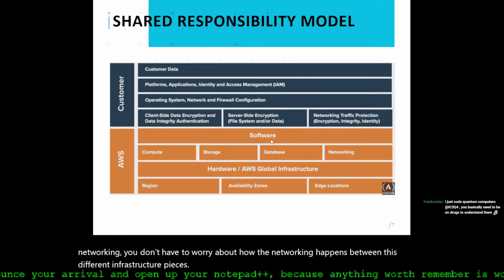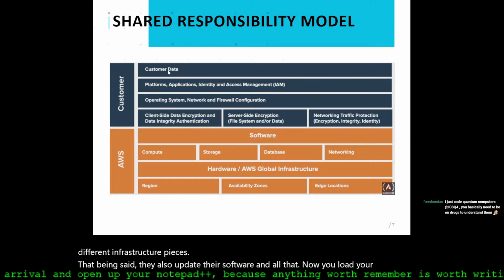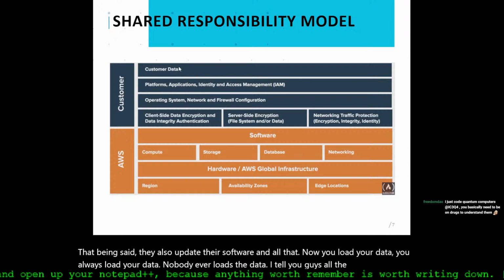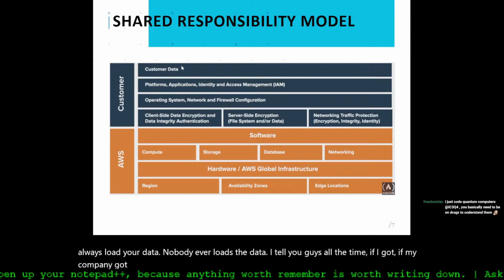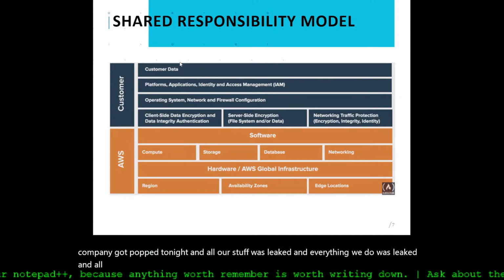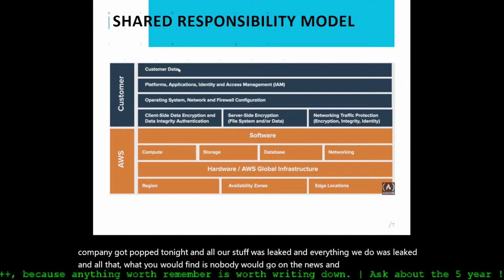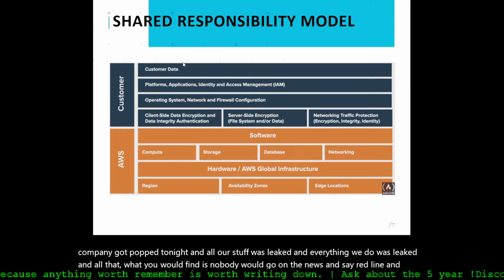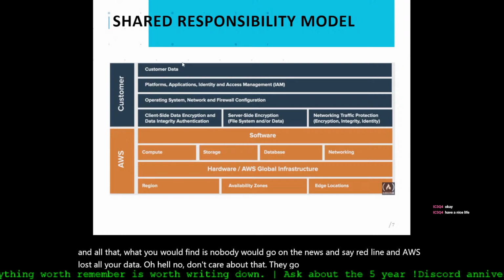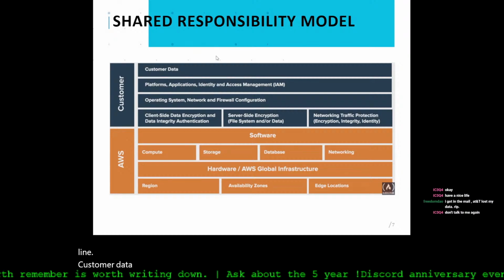That being said, they also update their software and all that. Now you load your data. You always load your data. Nobody ever loads the data. I tell you guys all the time, if my company got popped tonight and everything we do was leaked, what you would find is nobody would go on the news and say Redline and AWS lost all your data. Oh, hell no. They don't care about that. They go, hey, you lost customer data. Redline lost customer data. Oh, jeez.